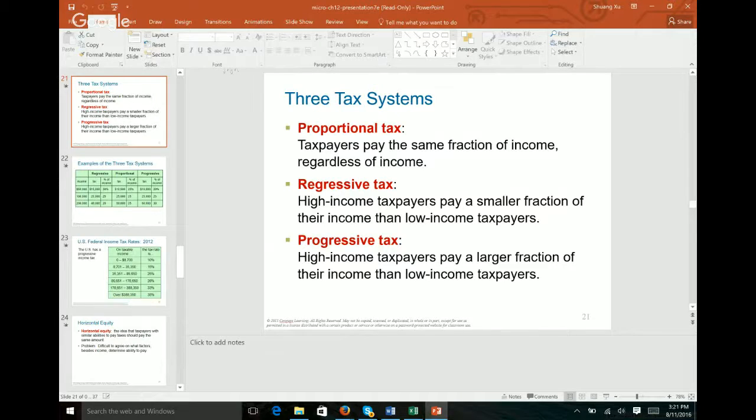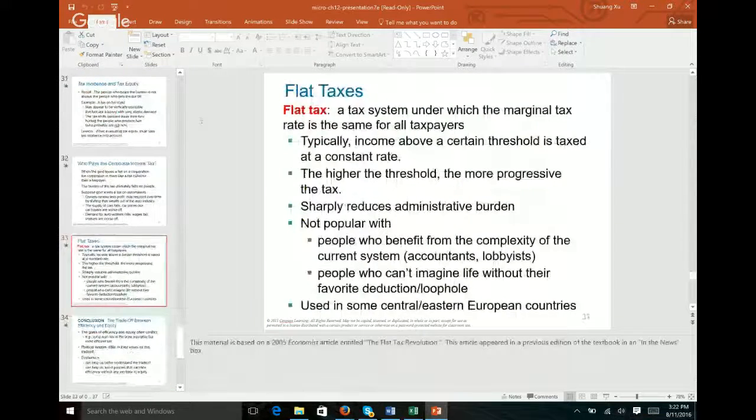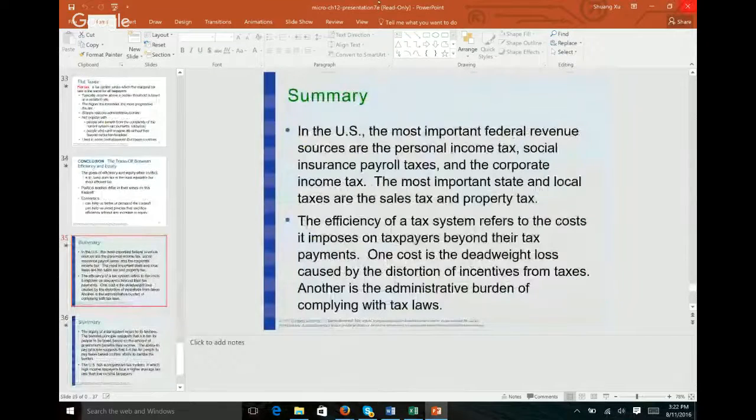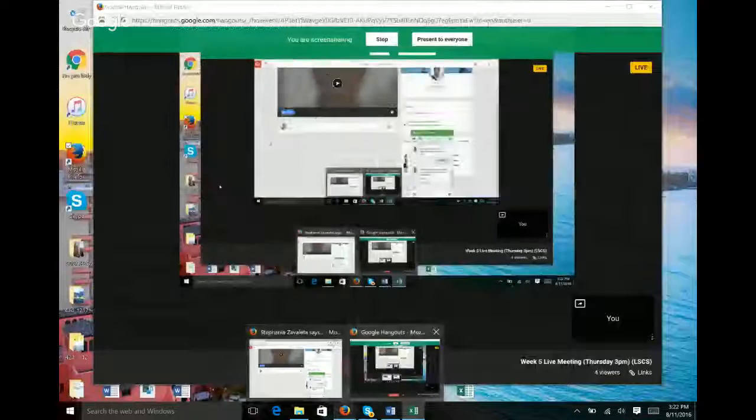That's called a regressive tax. Our current tax system, and the tax system of most countries, is called a progressive tax system. That means the higher income you have, the higher the rate you pay, and the lower income you have, the lower the rate you pay. Okay, I think that's it for chapter 12. Chapter 12 is pretty simple too. Just make sure you know the calculations and the definitions for all the keywords there. Does anybody have any questions this time?